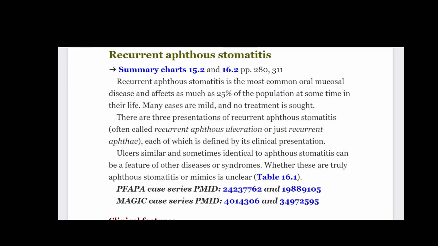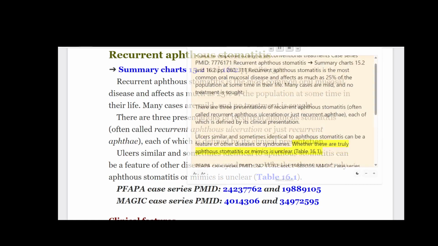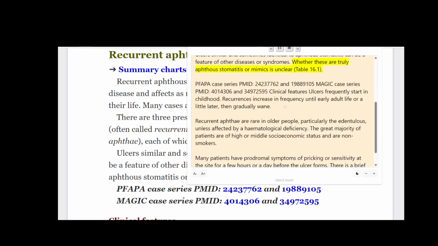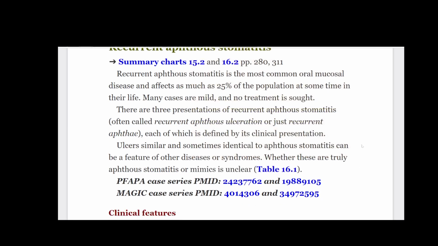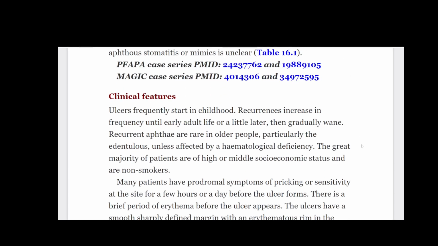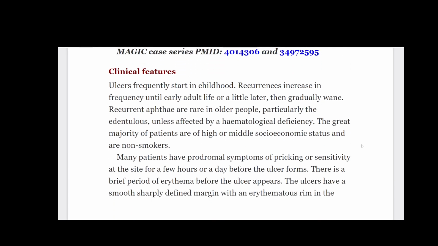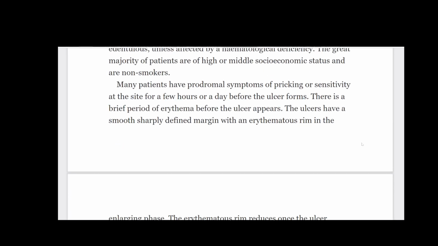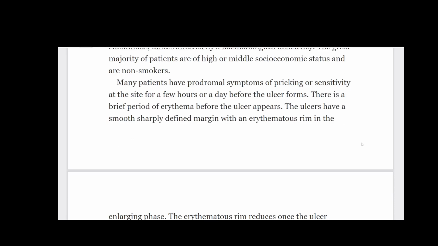Ulcers similar and sometimes identical to aphthous stomatitis can be a feature of other diseases or syndromes. Whether these are truly aphthous stomatitis or mimics is unclear, Table 16.1. Recurrent aphthae are rare in older people, particularly the edentulous, unless affected by hematological deficiency. The great majority of patients are of high or middle socioeconomic status and are non-smokers. Many patients have prodromal symptoms of pricking or sensitivity at the site for a few hours or a day before the ulcer forms. There is a brief period of erythema before the ulcer appears.